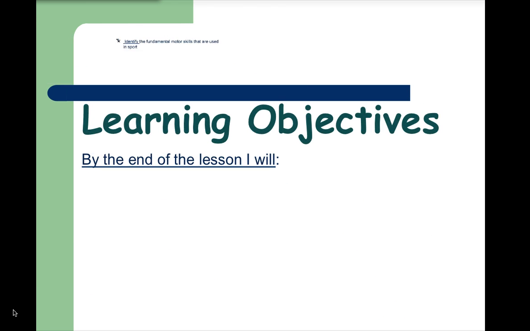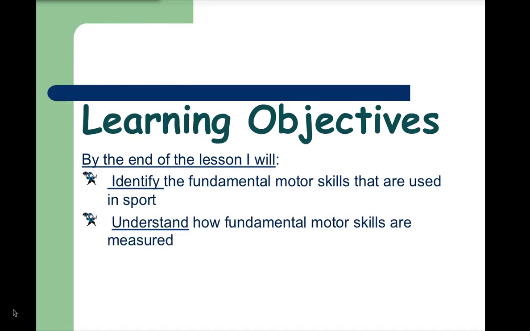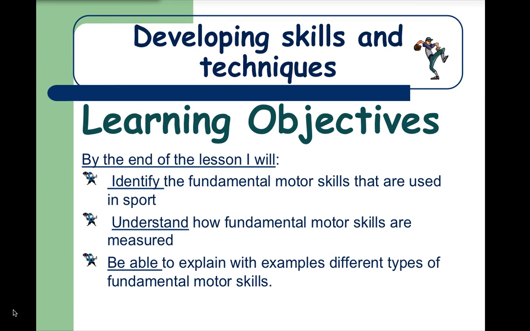So, you need to be able to firstly identify the fundamental motor skills that are used in sport. You need to be able to explain how they are measured, so how, for example, kicking is measured or how hitting is measured, and to be able to explain the fundamental motor skills in terms of relating them to a practical sport. So for example, a basketball player would need to be able to run and would need to be able to catch a ball and would need to be able to shoot the ball, i.e. throw the ball.